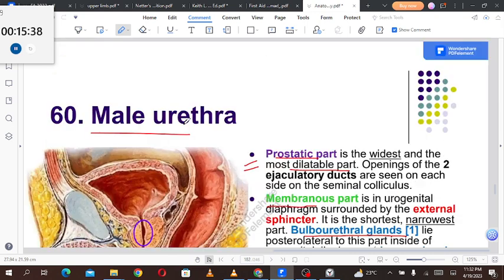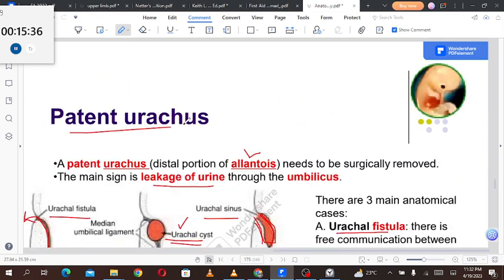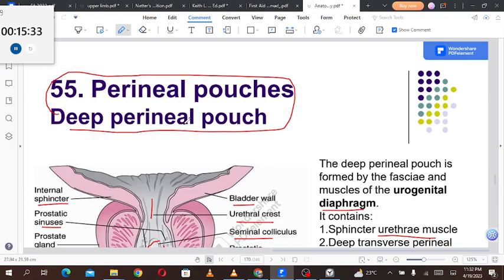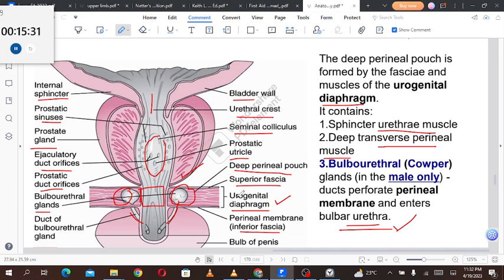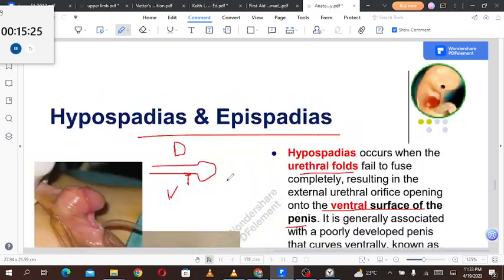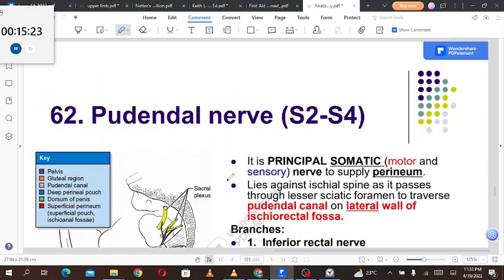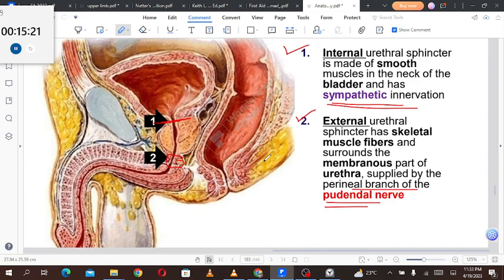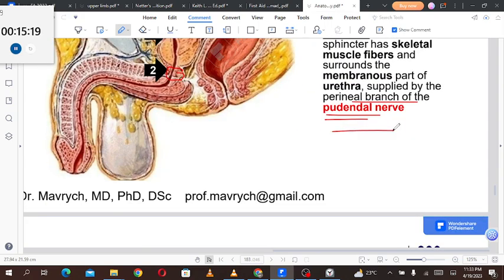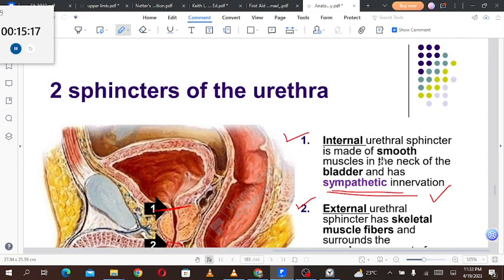I guess it is the diaphragm. What was the name of the diaphragm? This one. It is the urogenital diaphragm, which contains the skeletal muscles that provide the external urethral sphincter. Moving down. So it is supplied by the pudendal nerve, while the internal urethral sphincter was supplied by sympathetic innervation.